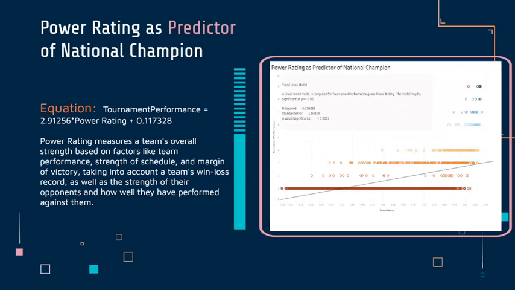Okay, so the next one is power rating as a predictor of national champion. The equation is very similar to the other one, but the power rating measures a team's overall strength based on factors like team performance, strength of schedule, margin of victory, and it takes into account win-loss record, strength of opponents, and how they performed against them. And this measure is actually pretty significant. As you can see, the R squared is 0.336, which is very high compared to some of the others, which means it is very effective in predicting national champion. We'll have to see how it stacks up against the rest at the end, though.